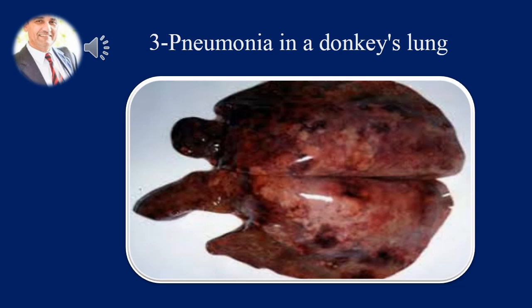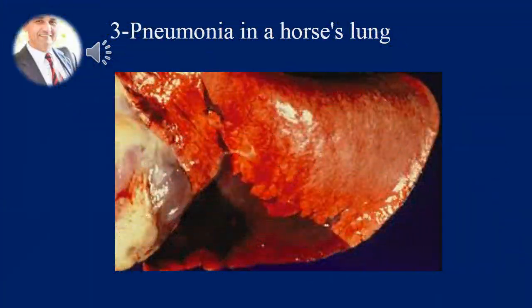A picture of pneumonia in donkey's lungs, where areas of hyperemia are shown. Pneumonia in horse's lung due to infection with equine influenza, where areas of hyperemia and areas of atelectasis have been seen.